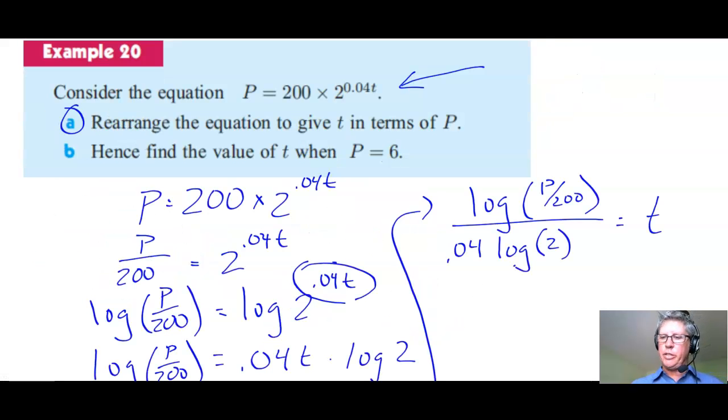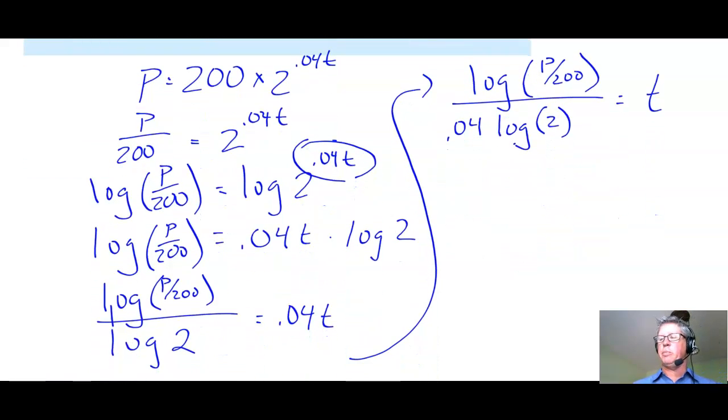Oops. I believe there's something more. Oh yeah, find the value of t when P equals 6. So that just means plug in 6 and then use your calculator. That's it. So when P equals 6, t equals boom. Since it's log base 10, and that's why I chose to take the log of both sides, because I knew we'd evaluate it, I can use my calculator.